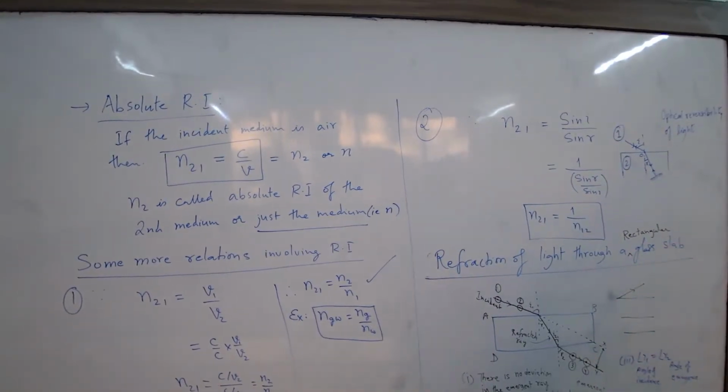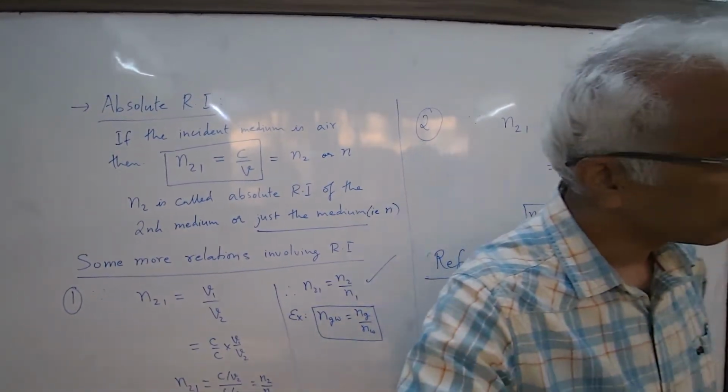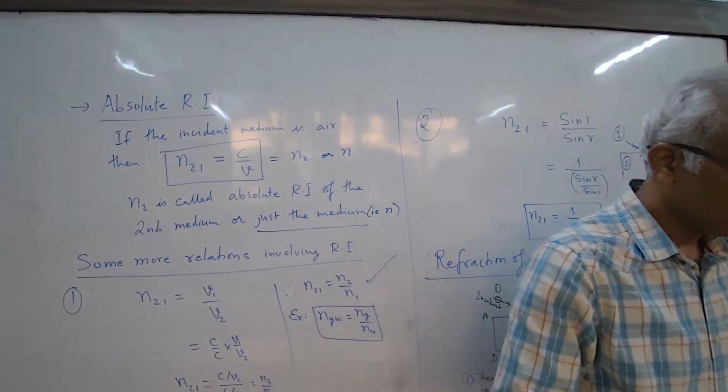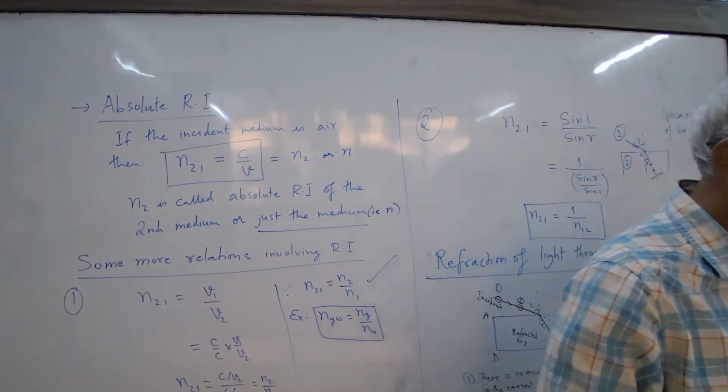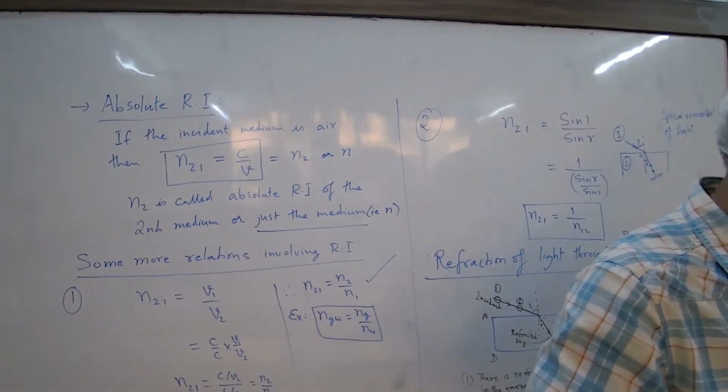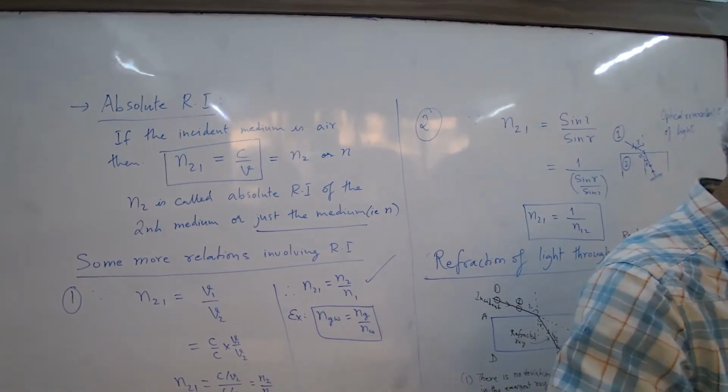Object placed in the rarer medium when viewed from the denser medium appears farther. It gets reversed. It appears farther. We can actually see all of these by drawing the ray diagrams. So I'll try and do it in one of the situations when we discuss.